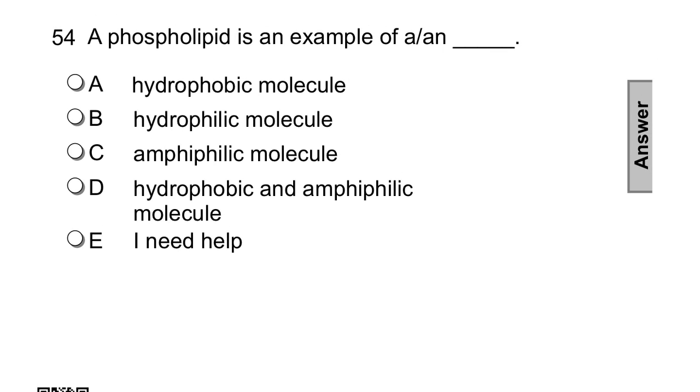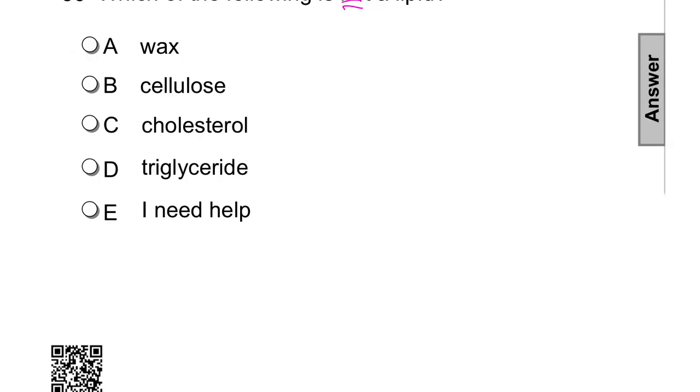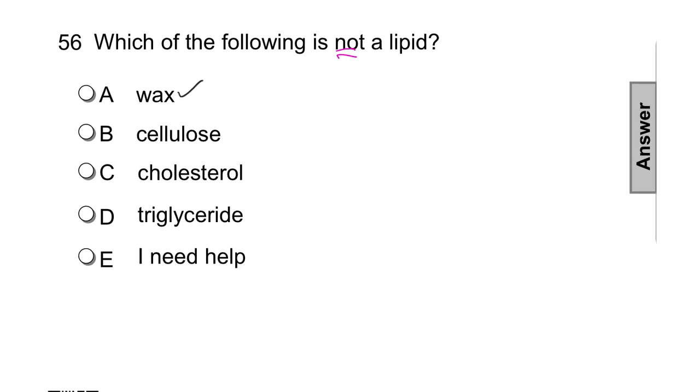A phospholipid is an example of an amphiphilic molecule. It has both hydrophobic and hydrophilic ends. Fatty acids with double bonds between some of their carbons are said to be unsaturated. Which of the following is not a lipid? Well, wax is. Cellulose is a polysaccharide. Cholesterol is an example of a steroid. Triglyceride is an example of a fat. So cellulose is the right answer.